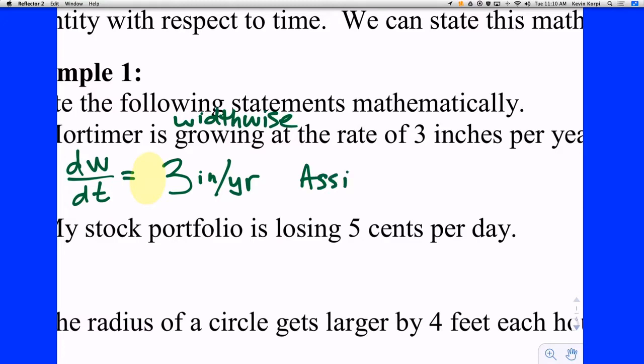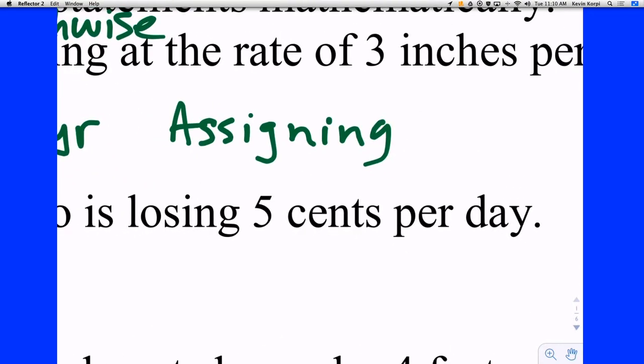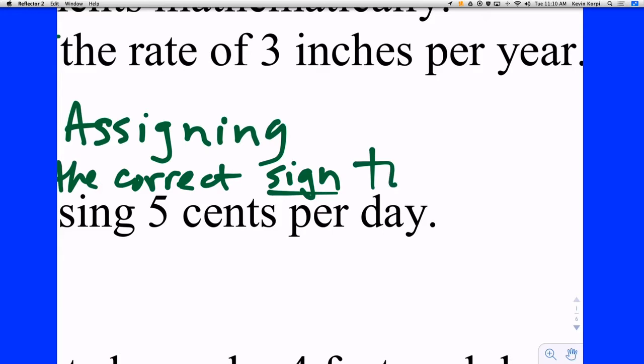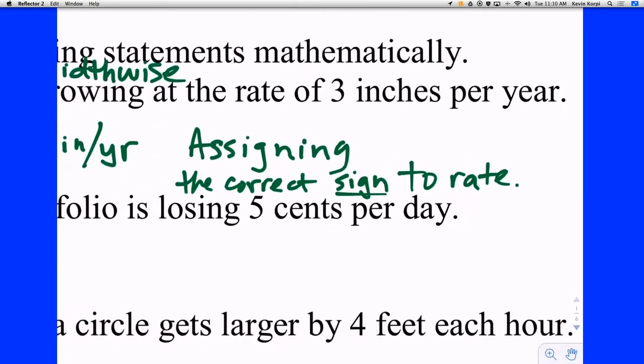Assigning. Is there two S's in assigning? That doesn't look right. Yeah, okay. Assigning the correct sign, S-I-G-N, to the rate, or giving it the correct sign.